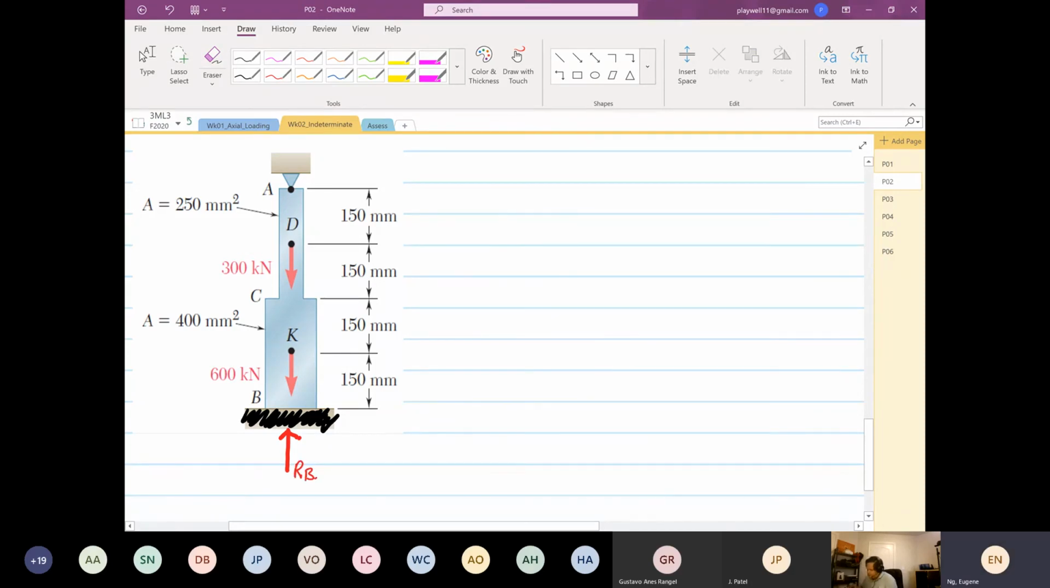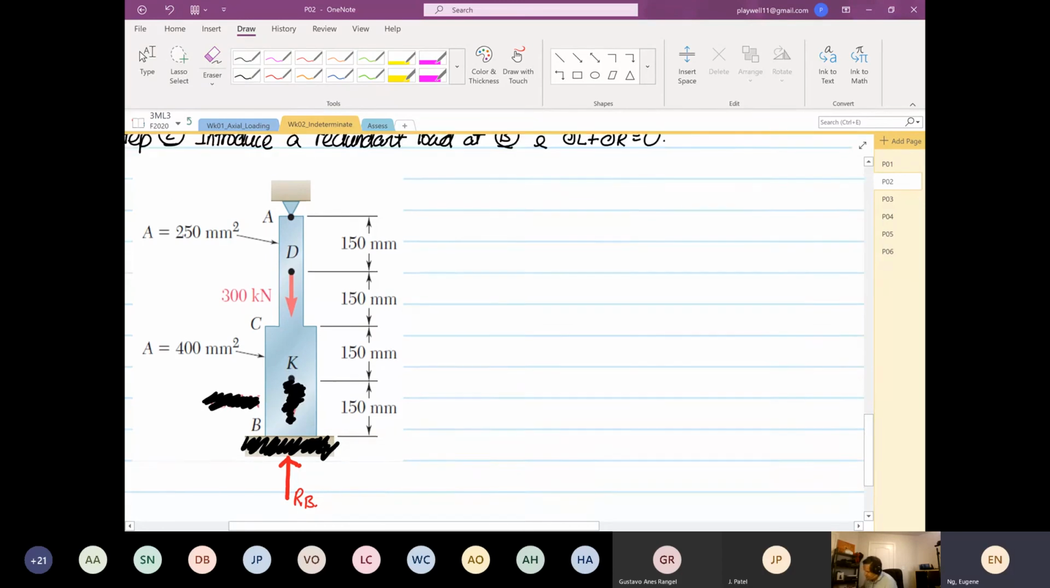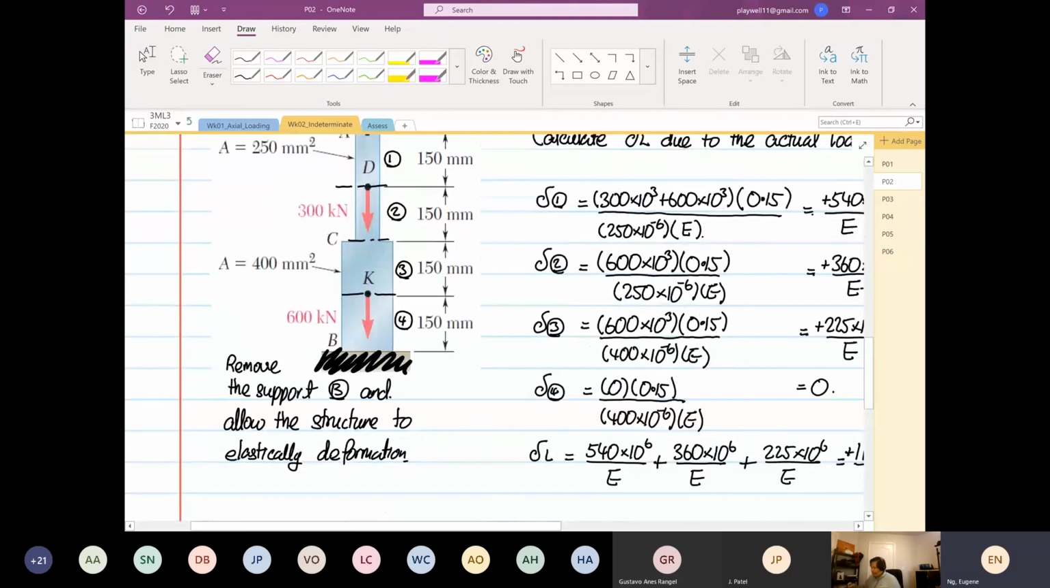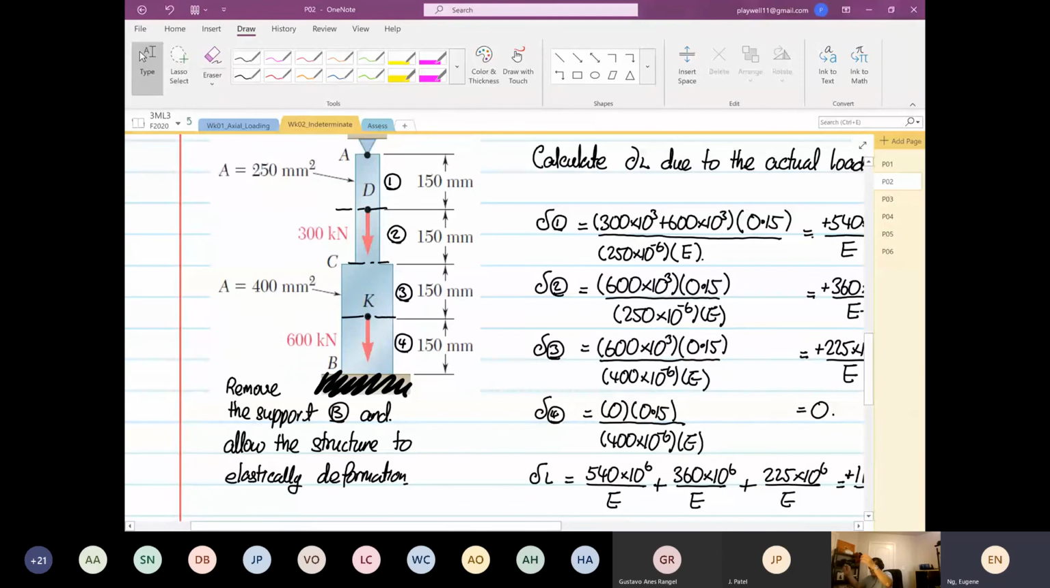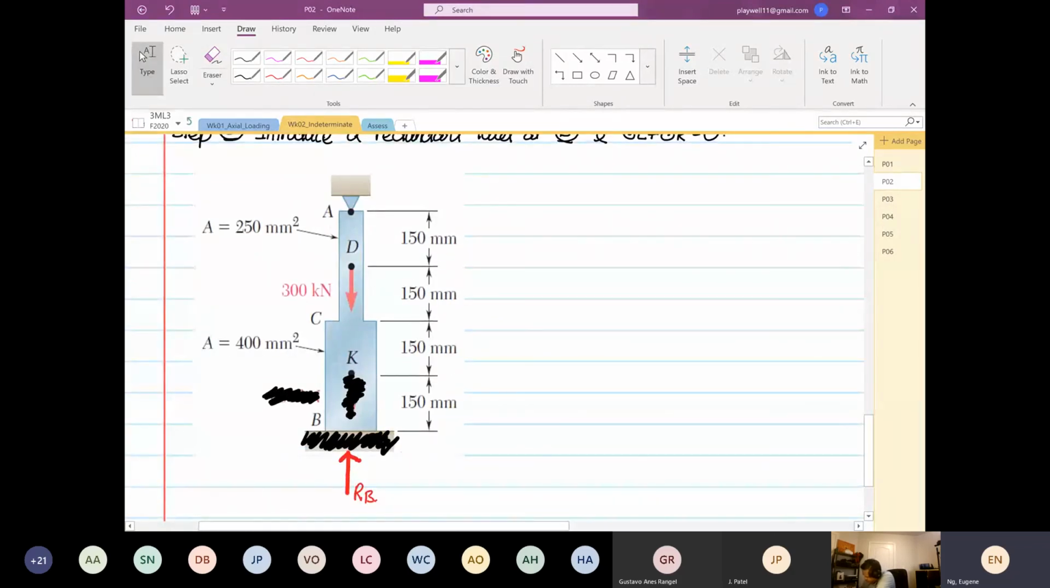Right. At this stage, what we're going to do now is we don't need to consider this. No need to consider this load. Because we already consider it in step number 1 already. Okay, you don't double dip. Double dipping, it will not work out at all. Okay, so when you introduce a redundant load, you can get rid of this.